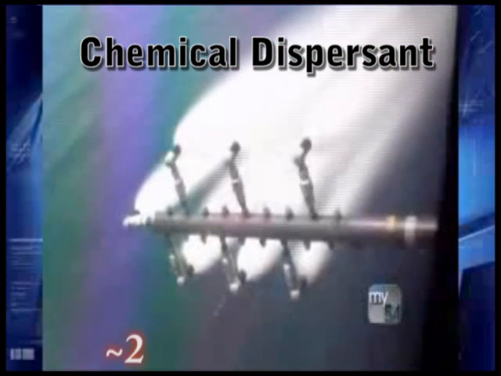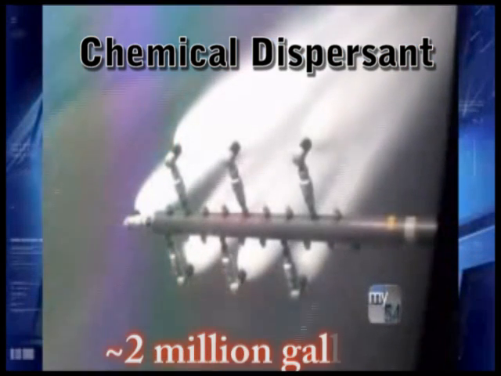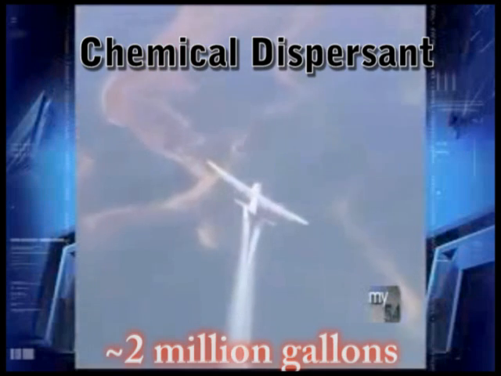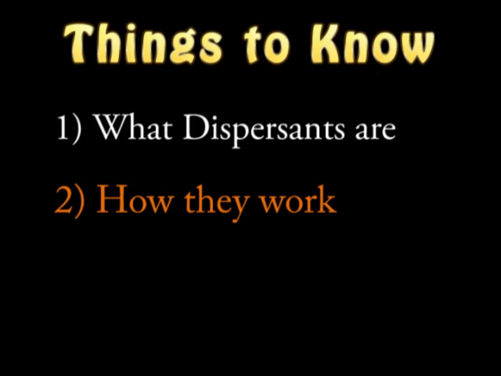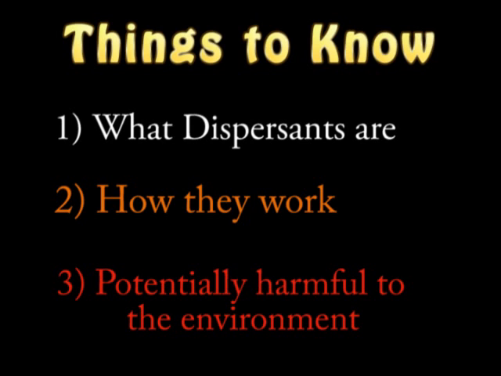With 2 million gallons of oil dispersant used in the Gulf of Mexico since the Deepwater Horizon accident, dispersant use is an important topic for anybody to be familiar with. By the end of this movie, you should understand what dispersants are, how they work, and that dispersants are potentially harmful to the environment.